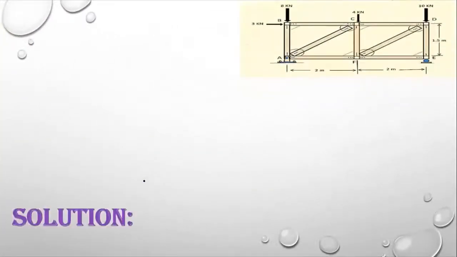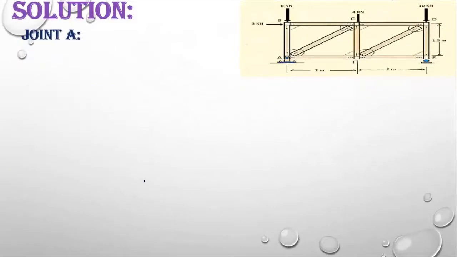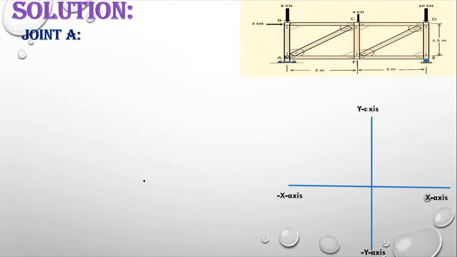Now we are moving towards another joint, and which joint are we moving towards? We are moving towards joint A, because we have calculated FBA, so we will be able to calculate FAF and FAC. So we are going to draw the free body diagram at joint A, and you can see joint A, with the negative x-axis, negative y-axis, positive x-axis, and positive y-axis.